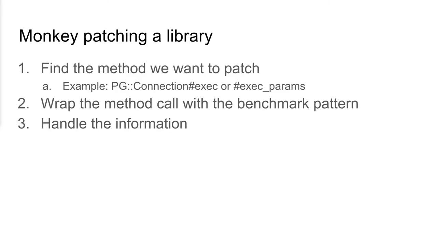So what happens when the component that we're trying to instrument doesn't have those nice built-in ways of measuring its execution time? One way to address this in Ruby is to do a little bit of metaprogramming. Our basic strategy for this is to dig into the library to find the method that we want to instrument. So for example, if we want to measure database queries, the relevant method in the Postgres adapter for Ruby is the exec method on the connection object. We then wrap that method call with the benchmark pattern, and we handle the information that we acquired.